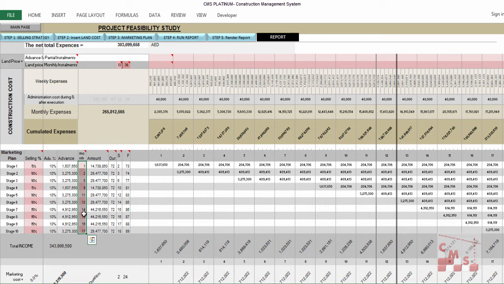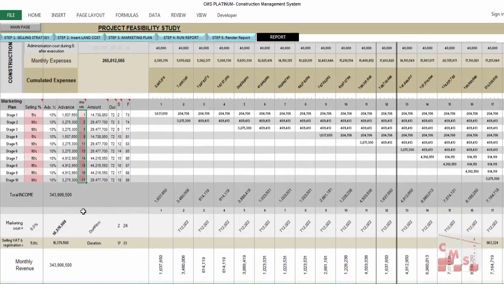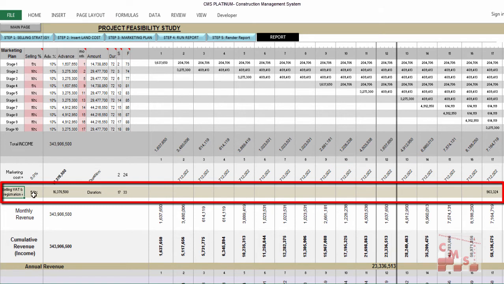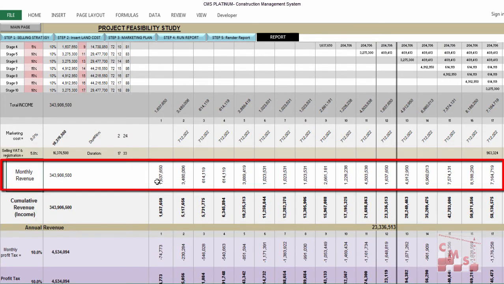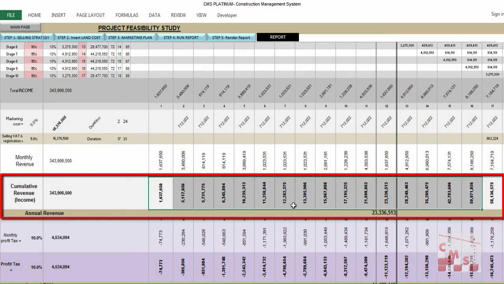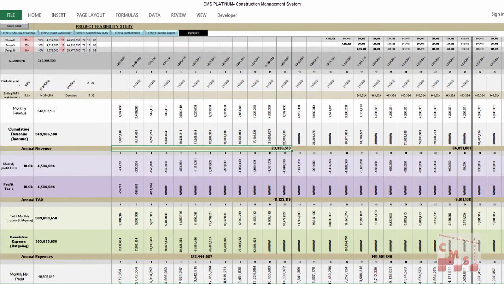It's very easy. Let's see how it calculates. CMS considers here the marketing cost, which is 5% as you inserted. That's the cost of the marketing. It distributed all the expenses for the marketing cost. Registration taxes, which is 5%, CMS also distributed; of course it will be paid during the selling. Here is the monthly revenue, which is coming because of this income cash flow. That's the cumulative of it. That's the annual revenue. You have a big chart here.